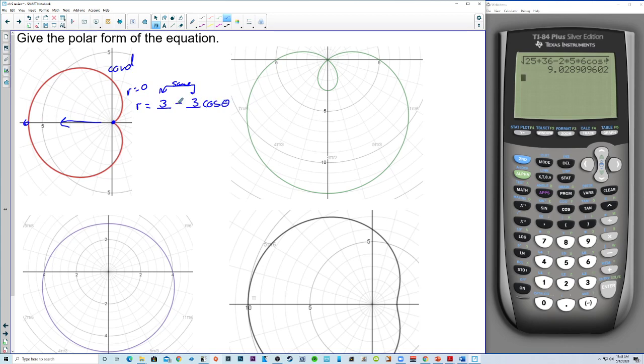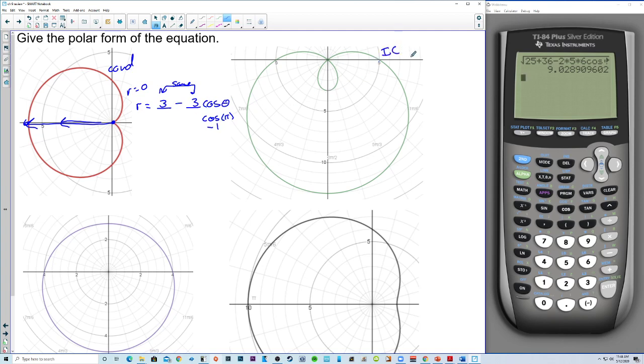Now, we could get a cardioid by 3 plus 3 cosine, but when theta is pi, the cosine needs to be negative 1. So we need a negative 1 there, in other words. So cosine of pi is negative 1. That gets you the 3 plus 3, because this value is going to be negative 1.